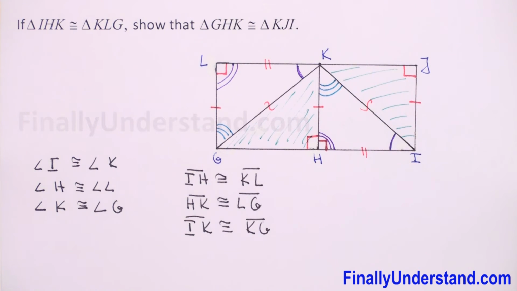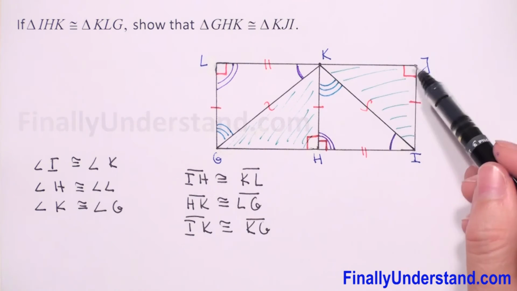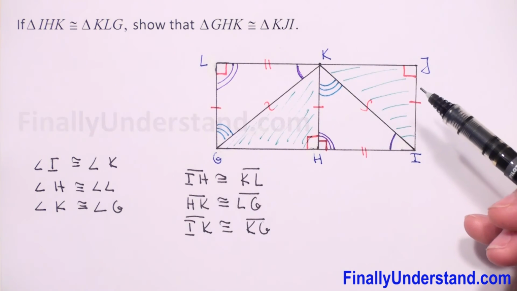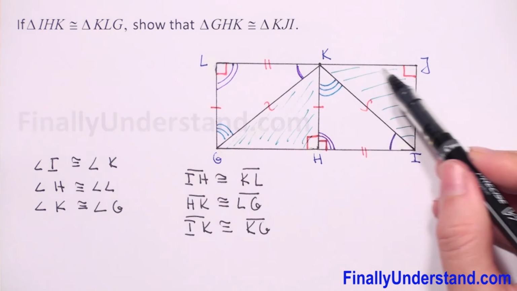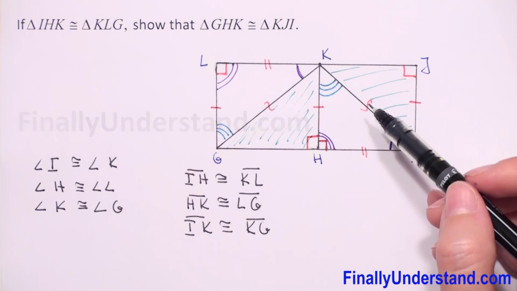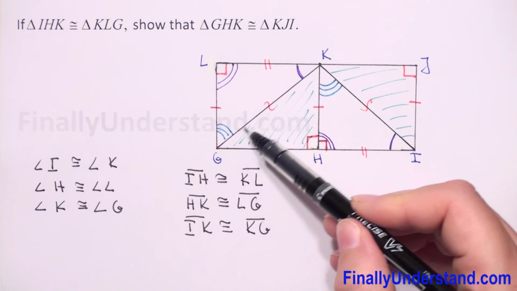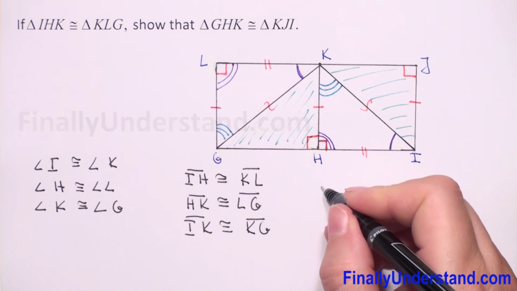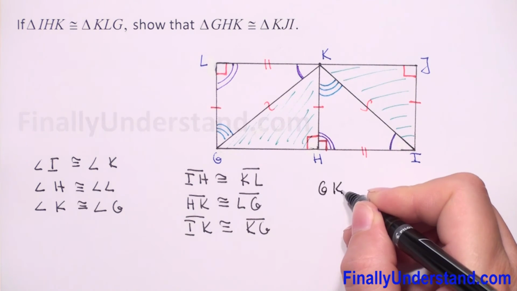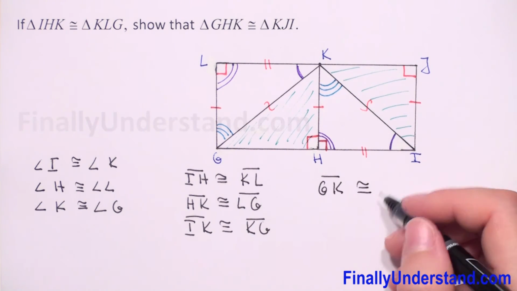So let's see what we have now here. Let's look only at these shaded green triangles. We see that we have right triangles. What else? We have that the hypotenuse of this right triangle, this is our hypotenuse, GK is congruent to KI.